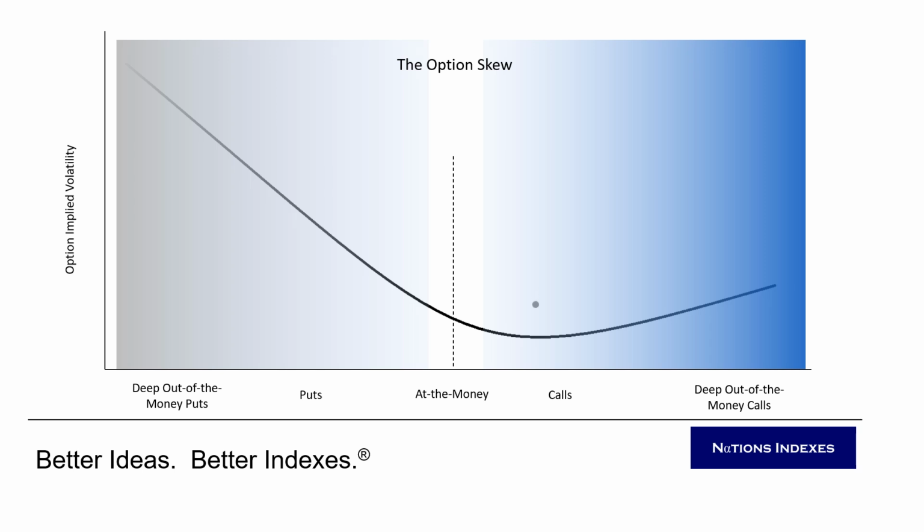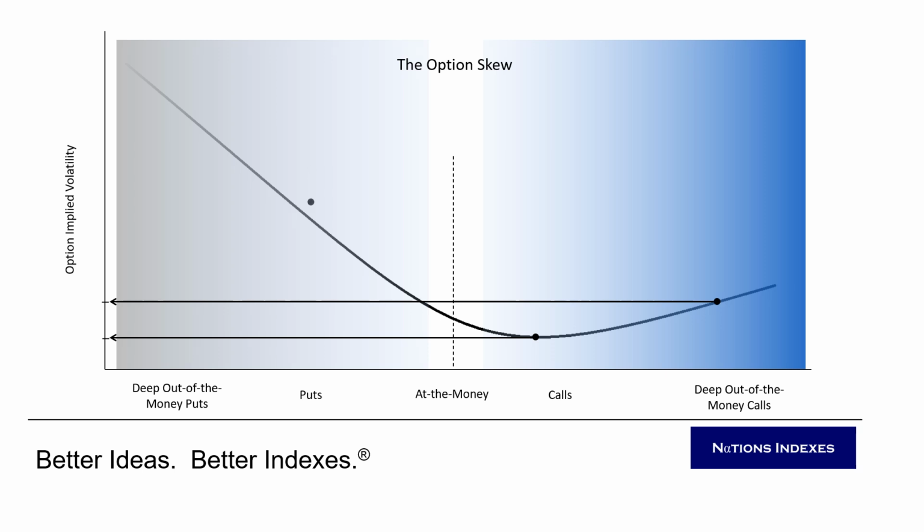The options at each strike price exhibit different implied volatilities. This difference accounts for some of the vagaries in the option market, including the idea that markets aren't continuous, but rather exhibit jumps. Smart traders use this skew to their advantage, and our indexes can help you do just that.